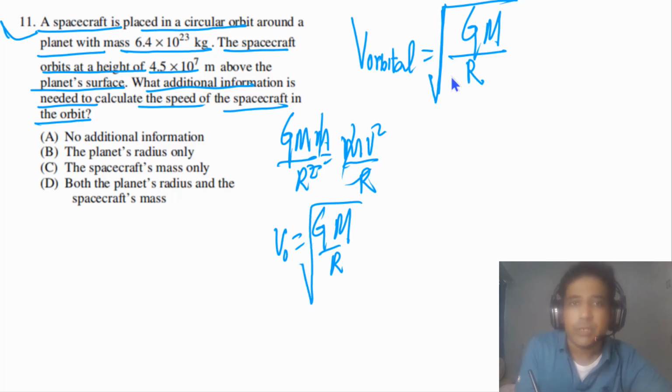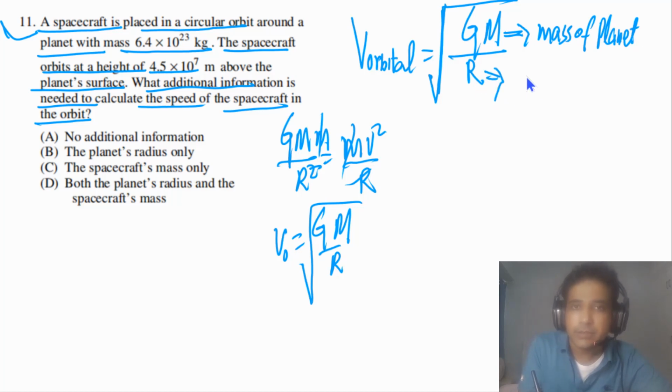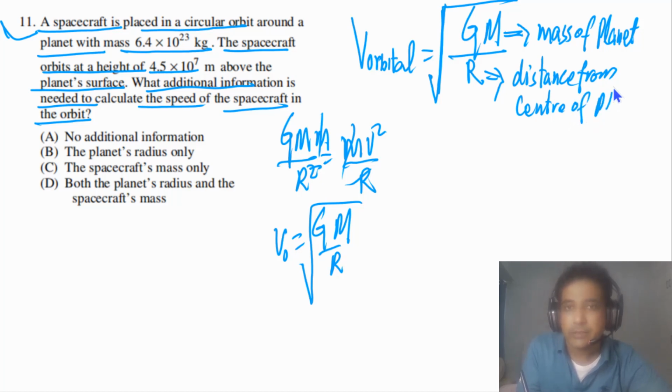But you need to understand the meaning of this symbol. G is a universal gravitational constant, and this capital M is the mass of planet. And r is the distance from center of planet. So r is distance from center of planet. Center of planet is not the radius, it is from center of planet.